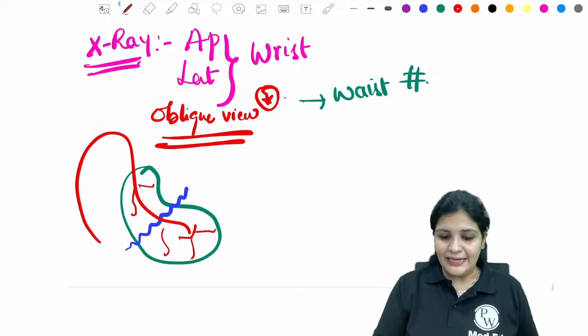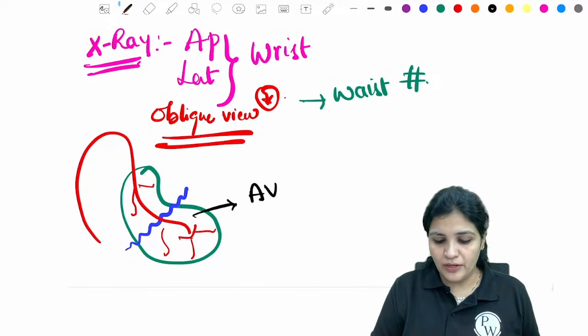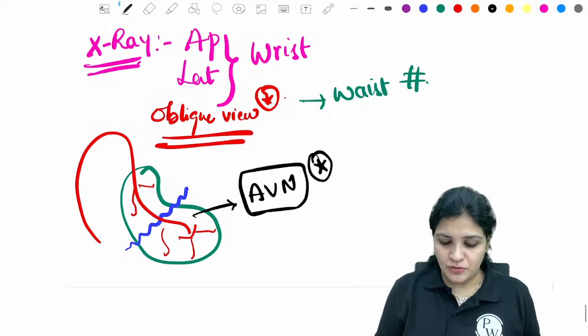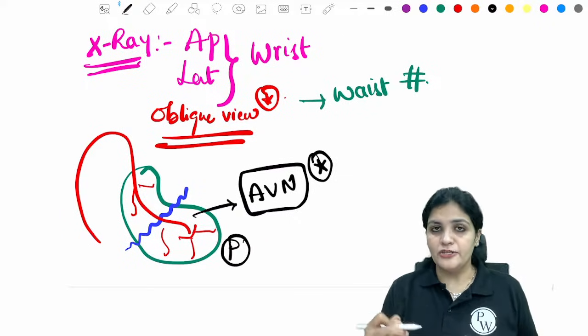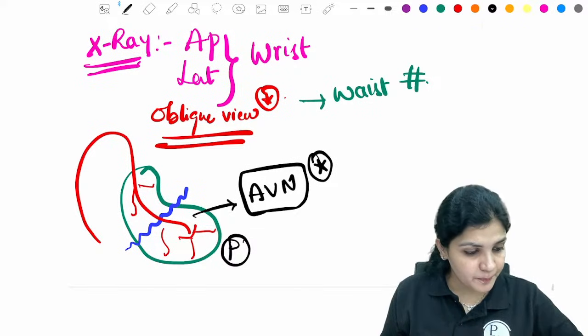So whenever there is a fracture here, this is the part which will go into avascular necrosis, because the blood supply is cut off. So the proximal part will go into avascular necrosis. So what is avascular necrosis?